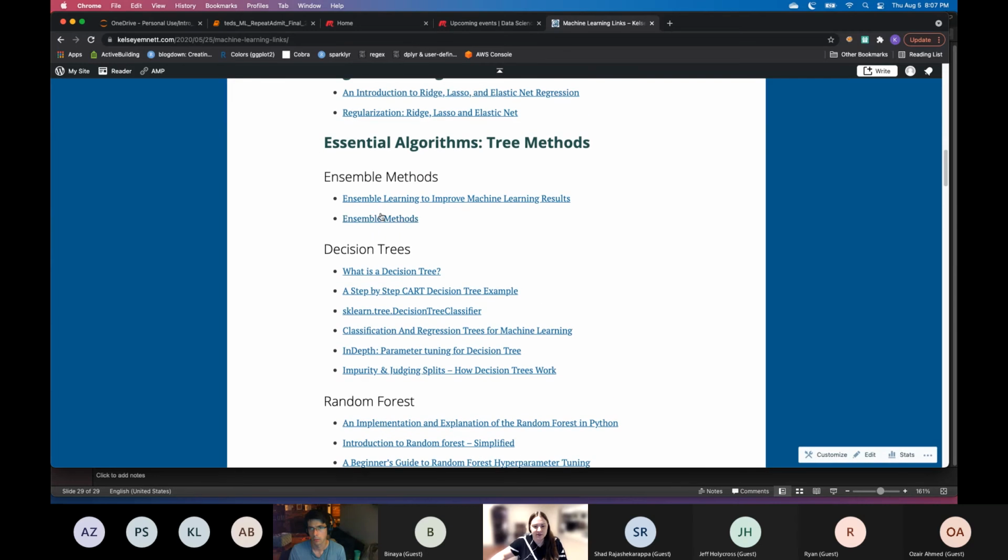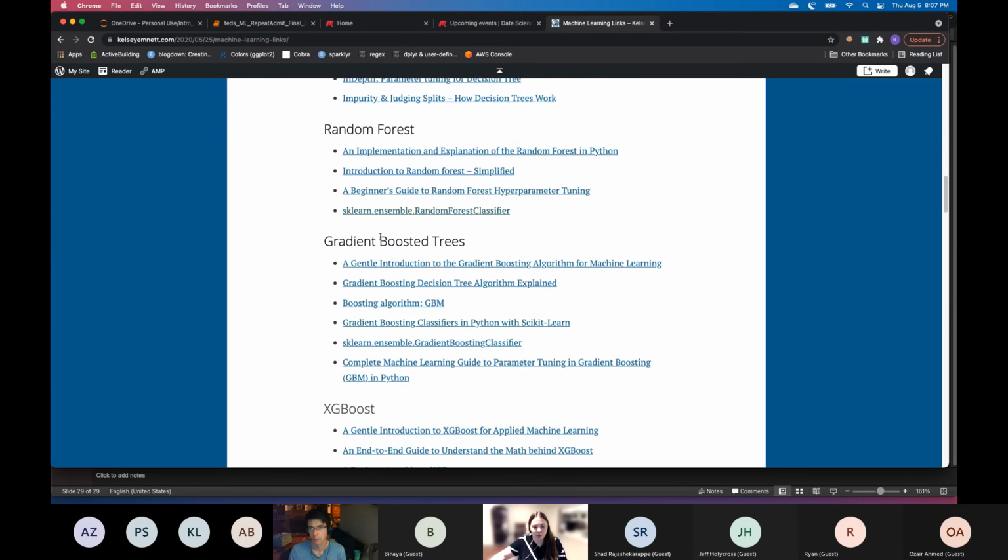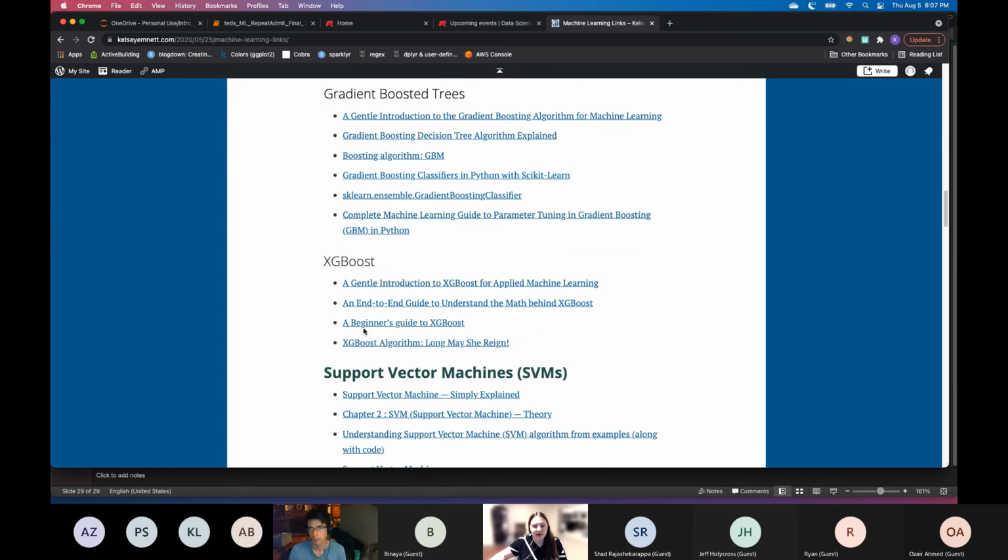So tree methods, Ensemble, decision trees, random forest, gradient boosted trees. Also goes into XGBoost if you're interested. So this is sectioned out by model. So if you're confused about something, you can come in here and look as well. So those resources are there for you if you get confused. So are there any more questions before we log off?